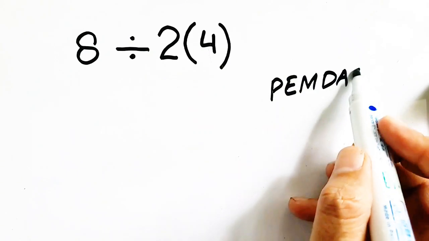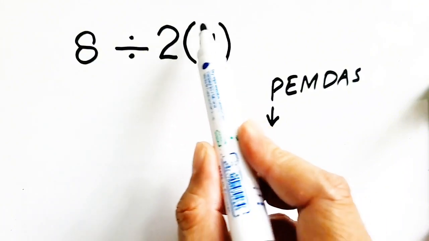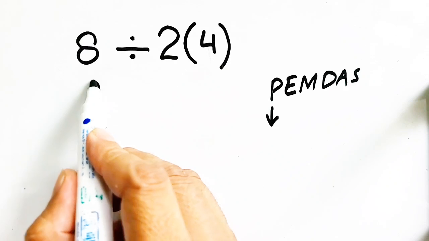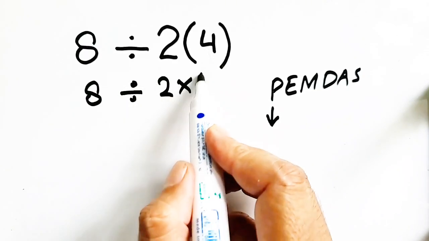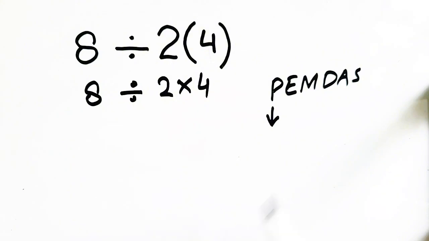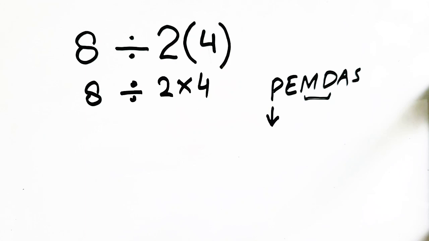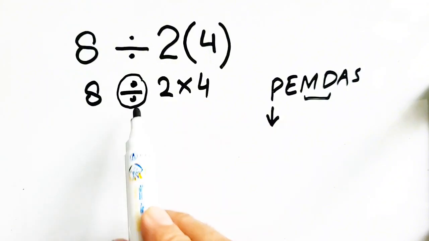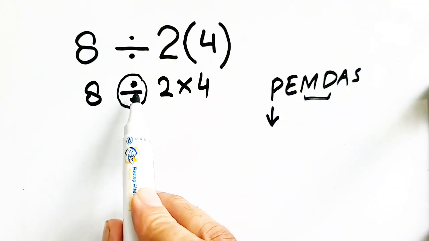The PEMDAS rule says that first of all we have to solve parentheses. As this parenthesis contains only a single digit, we can write it as 8 divided by 2 times 4. Now according to PEMDAS, multiplication and division both have the same priority, but first we have to solve the operation which is at left. Here division is at left, so we will perform division first.